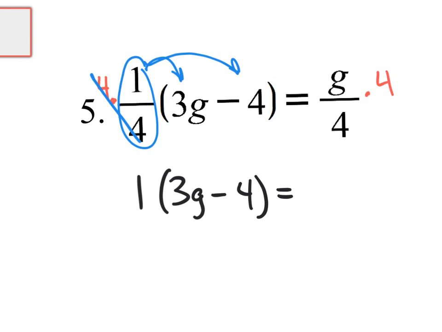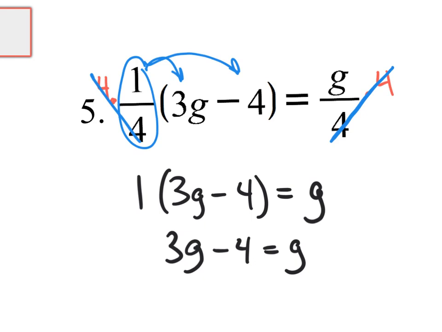And I might as well look over here at the 4 and the 4 cancel. So let's cancel that out, and let's bring down the g. So you see, now we got rid of all the fractions. And of course, if you were to distribute the 1, it doesn't change anything. It's going to be the same exact thing. So let me rewrite this equation. The 3g minus 4, without the parentheses, without the times 1, equals g.